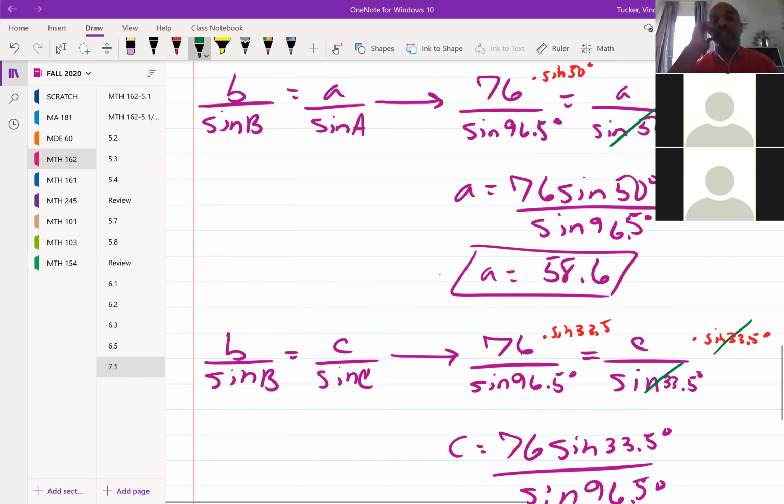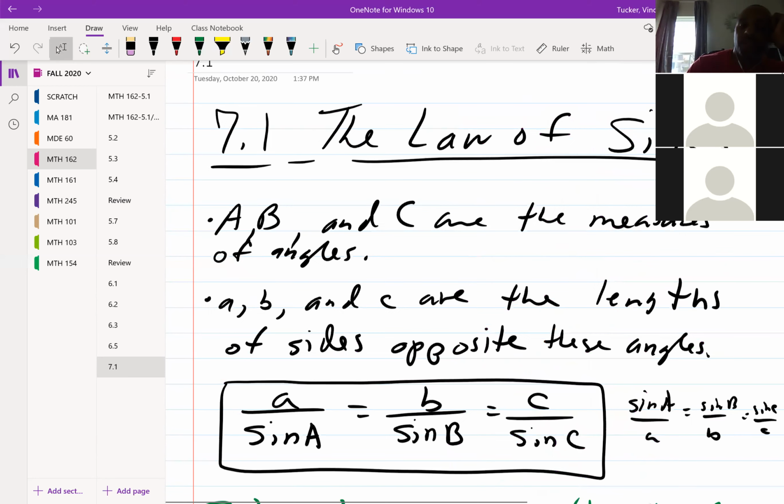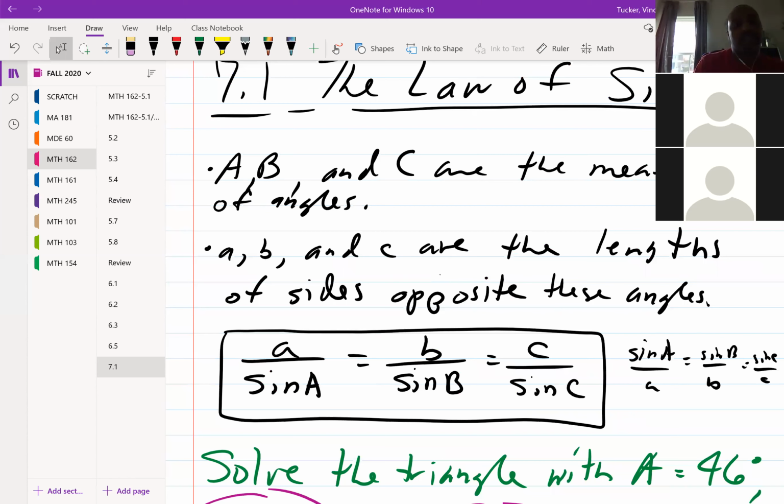So this section started off with 7.1, law of sines. Capital A and capital B are the measures of our angles. Lowercase a, lowercase b, and lowercase c are the lengths of the sides opposite these angles. If you have those, that creates the relationship we have right here, the law of sines. That's lowercase a over sine of capital A equal to lowercase b over sine of capital B equal to lowercase c over sine of capital C. Those relationships can also be inverted. In other words, sine of capital A over lowercase a equals sine of capital B over lowercase b, which also equals sine of capital C over lowercase c.